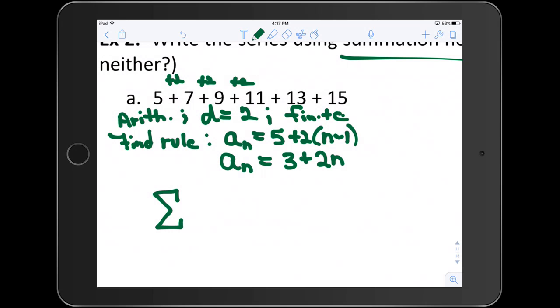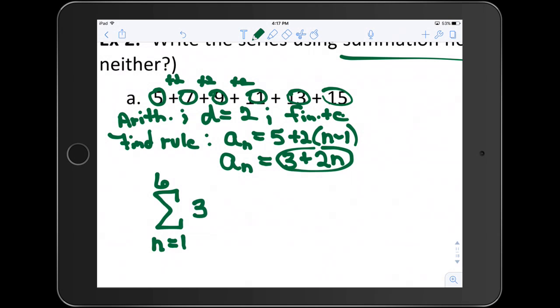So here is my sigma. In this case, I always start with 1. Very rarely do I start with anything else, because we tend to think in terms of first term, second term, and third term. Notice we have 6 terms, 1, 2, 3, 4, 5, 6 in this series. And again, it's a series, not a sequence, because it has pluses between them. You're talking about a sum. And then we just put in this rule right behind the sigma. And that is it. So we start at the first term, end with the 6th.